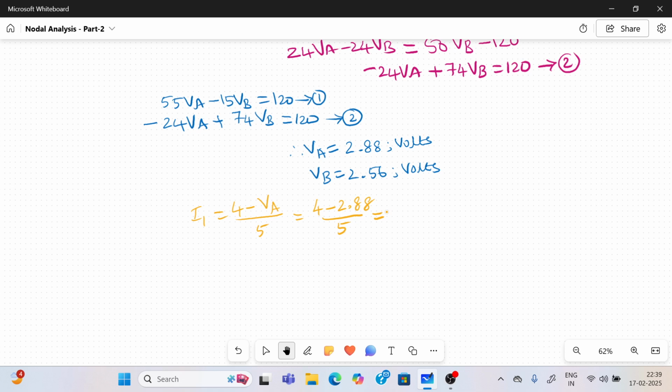Is 4 minus 2.88 divided by 5. It should be 0.224 amps.